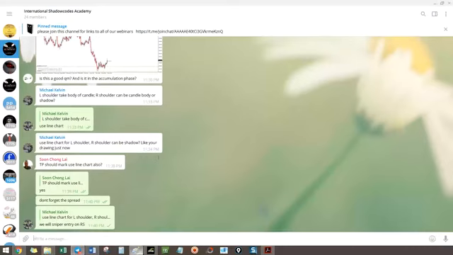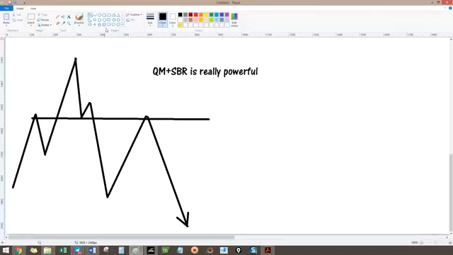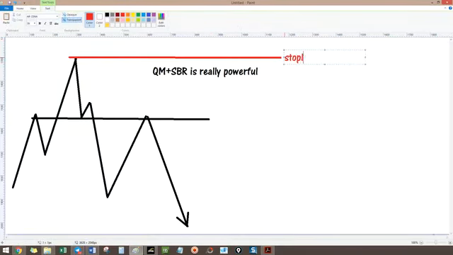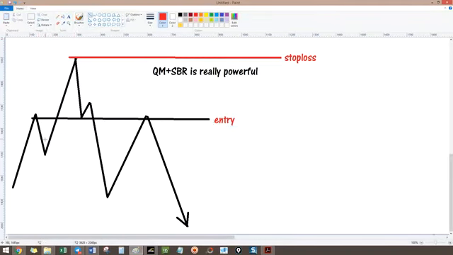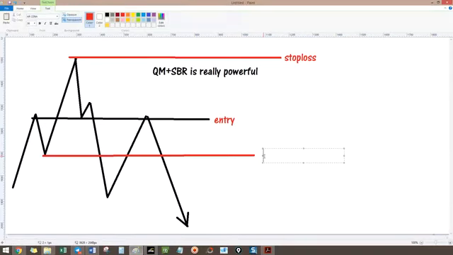TP already given. So this will be our stop loss here. Over here is the entry. Over here will be take profit one. QM is very good because we have the set and forget setup. Do you know set and forget? I will explain later. This is TP1, target 1. This will be target 2.